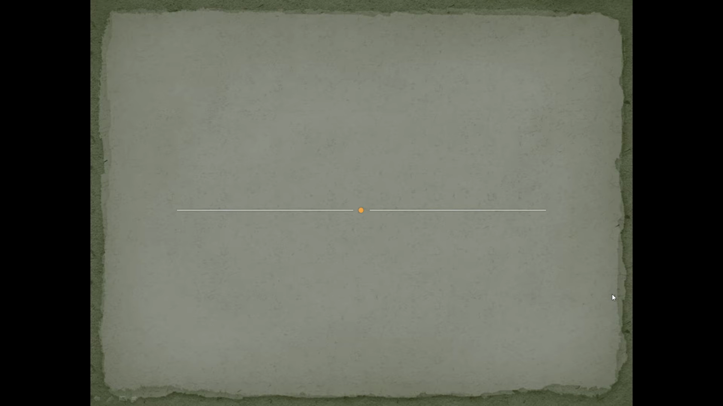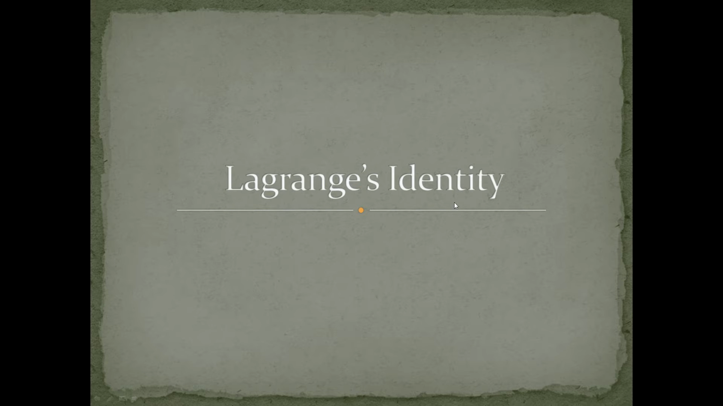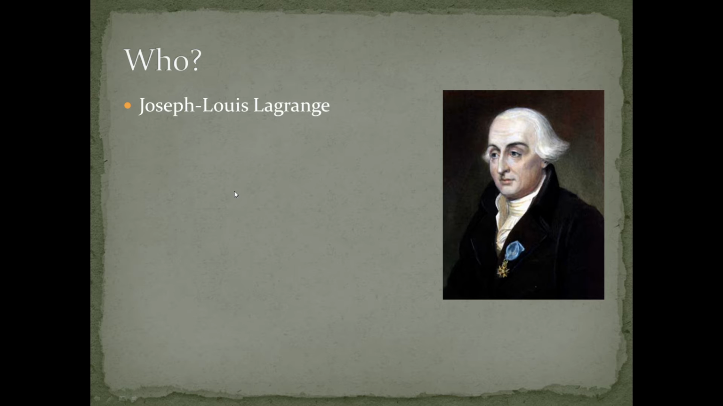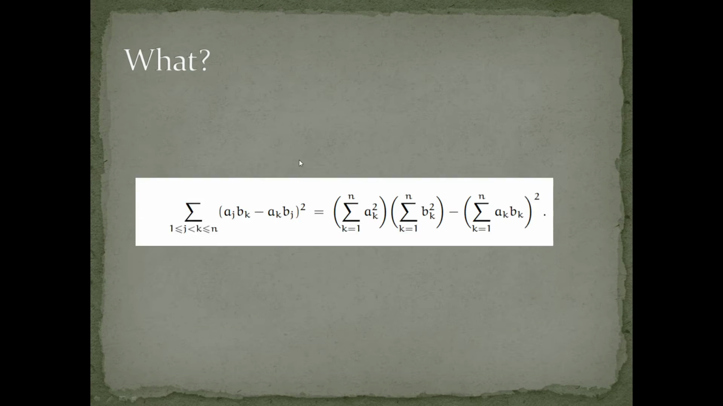Today I'll be doing a presentation on a question I came across in a book called Concrete Mathematics, 2nd edition, and that problem is called Lagrange's identity. The man behind this problem is Joseph Louis Lagrange, and let me tell you, this guy is a total badass in the field of analysis, number theory, classical and celestial mechanics. And here's what that famous identity looks like.